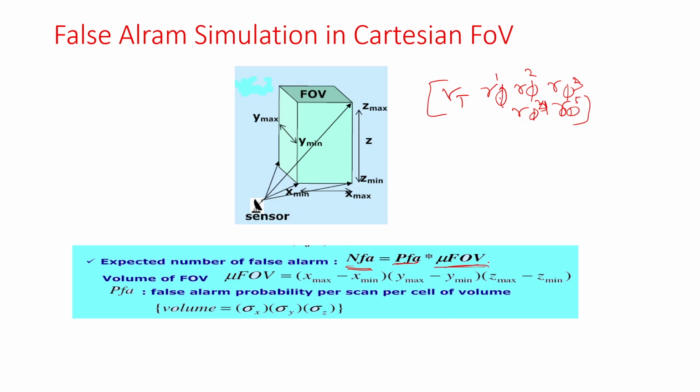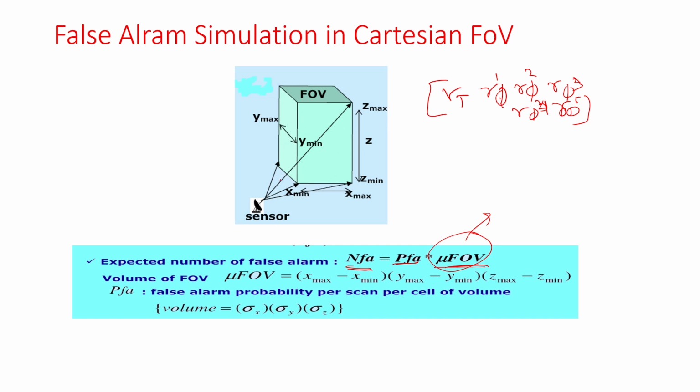What does this mean? Suppose your radar is surveilling a certain area. If it is a 2D radar tracking only in XY, it will be an area. But if it is a 3D environment, it will be a volume. This entire thing is your FOV volume. There is an x min, x max, y min, y max, z min and z max, and with all of these you can calculate the volume of this cube. That is the volume of your FOV.